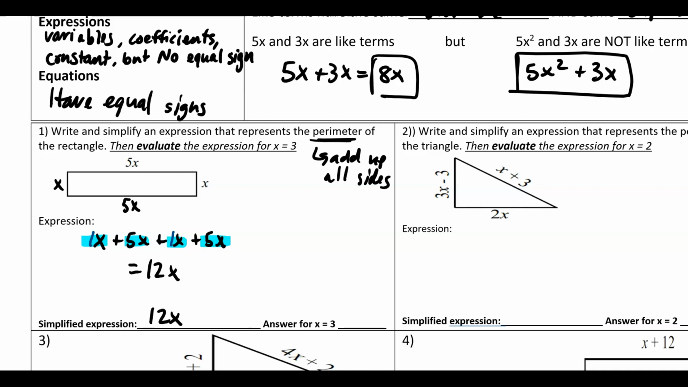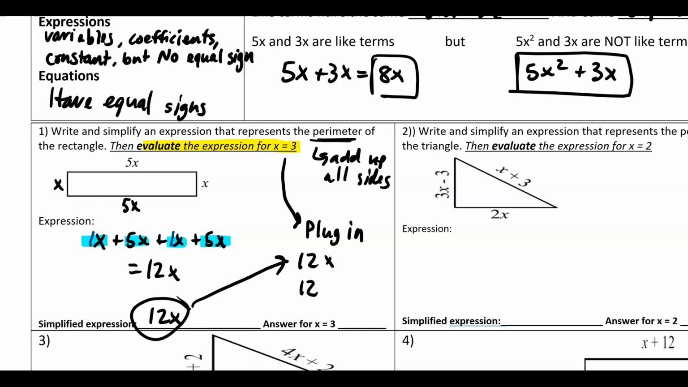Now, if I keep on reading the problem, though, it says evaluate the expression for x equals 3. So like, let me pretend I told you that x equals 3. All you're going to do is plug in. So you take your final expression, simplified 12x, and now instead of x, you're saying I know that x is equal to 3 in this scenario. So you plug in 3. What is 12 times 3? It's 36. And it'd be 36 units. I didn't give you any units here, but that's what your expression is equal to when you have to evaluate it for x equals 3.